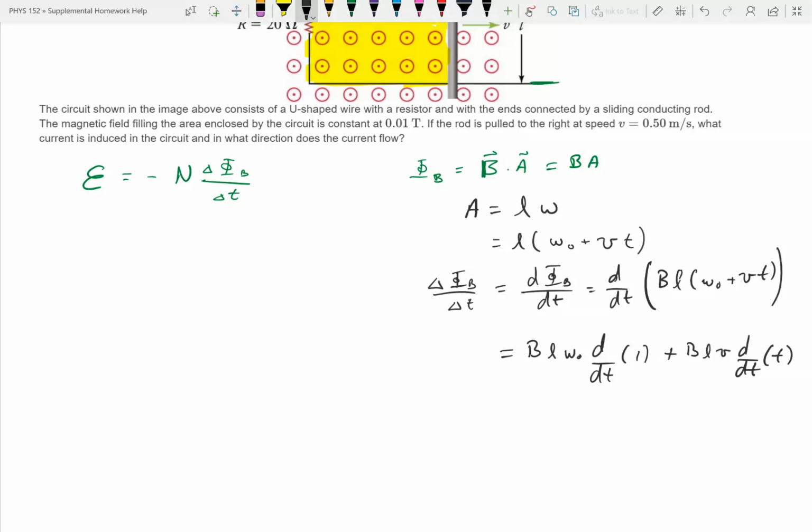That's the most clear way it can be written out. What's the derivative of 1? 0. Yeah. So this is equal to 0 plus BLV. What's the derivative of time with respect to time? 1. Okay. So I just leave 0 plus BLV. So that's what we get for the derivative of the flux with respect to time. Okay. Our n is just 1.